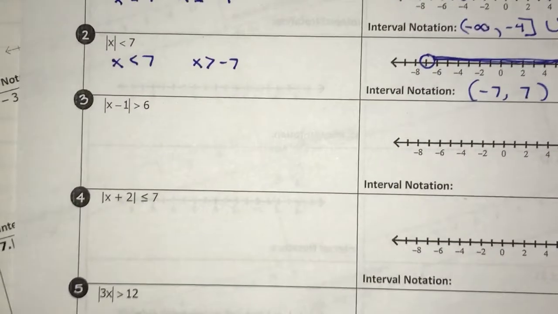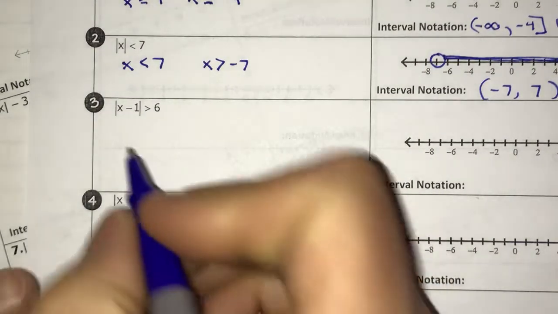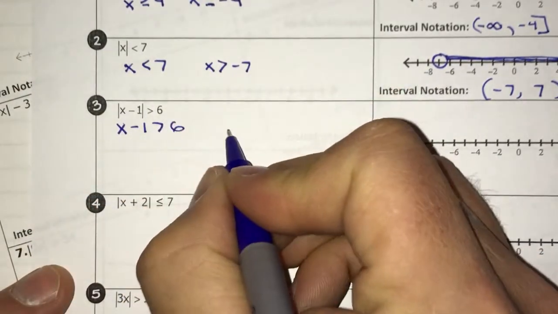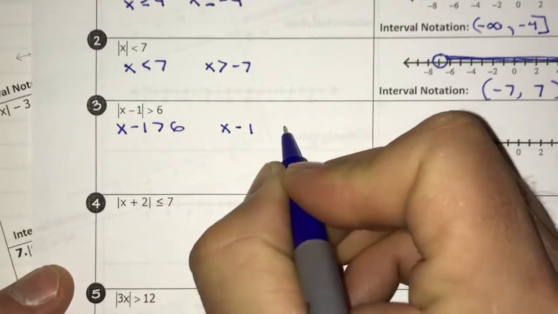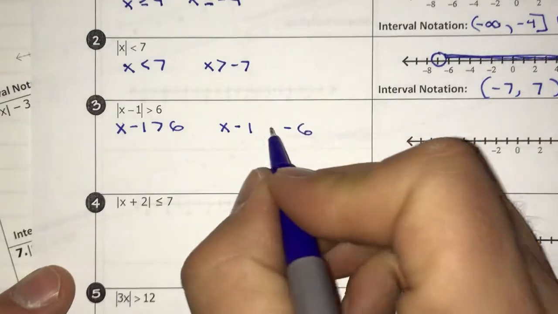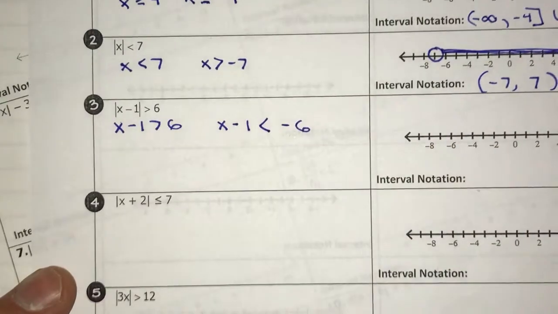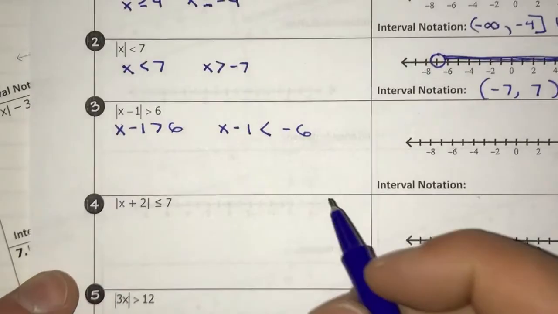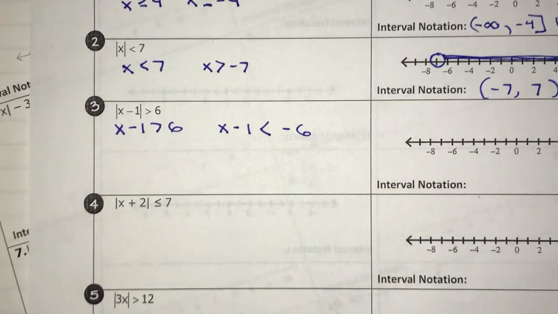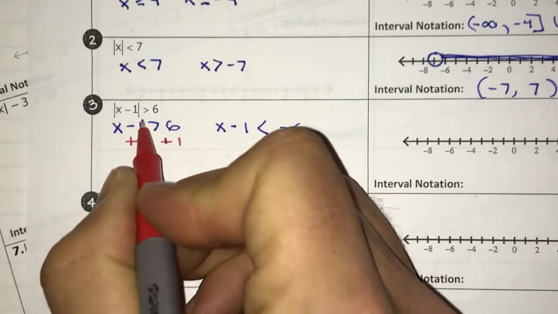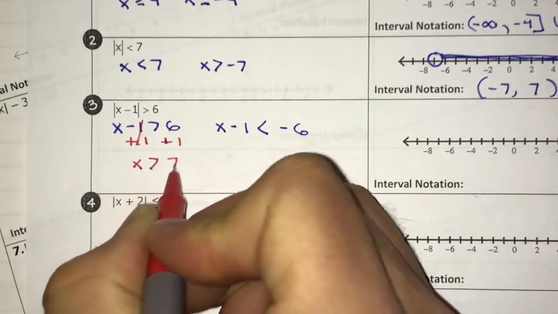Okay, let's do number 3. You have x minus 1 is greater than 6. Bring that down. And then you have x minus 1 again, and negative 6 this time. And then I flip the sign around, so it goes that way. And now you have to solve. Get into multiple steps here. So add 1. So x is greater than 7.